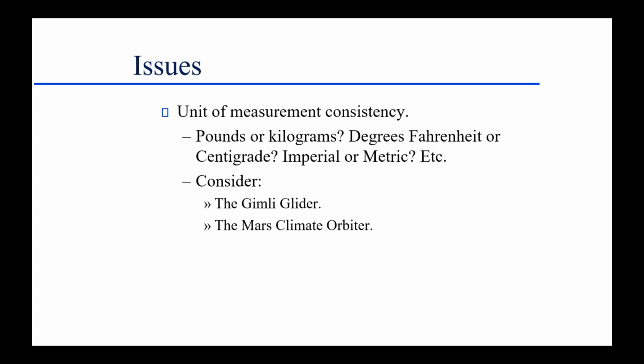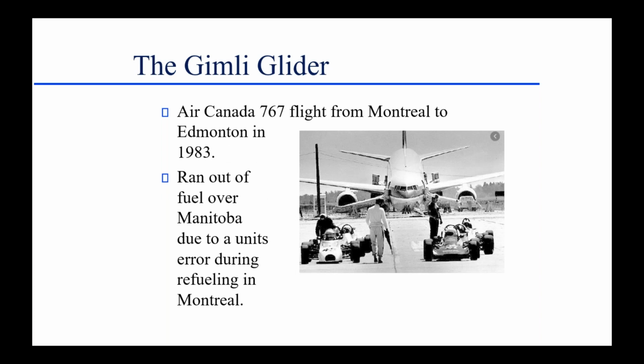So a couple of things here. The biggest thing is unit of measurement consistency. And whoever posted that comment about Celsius, bingo, what units of measurement are we talking about? Are we talking about pounds, imperial or metric, pounds or kilograms? Are we talking about degrees Fahrenheit or Celsius, imperial or metric? And some of these examples might sound a little far-fetched, but I'll give you two examples that illustrate the main problem of consistency beautifully. One of them is called the Gimli Glider, which those of you in Canada may remember. And then there's the Mars Climate Orbiter. So the Gimli Glider was an Air Canada 767 from Montreal to Edmonton in 1983. And when it was being refueled in Montreal, there were a series of unit errors made by the fueling crew.